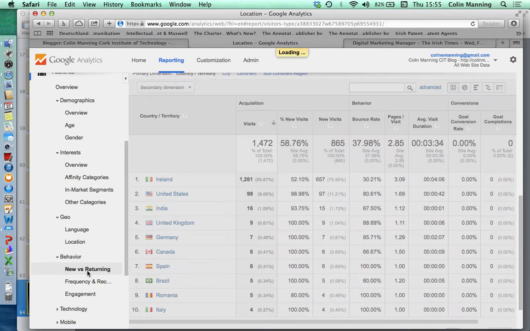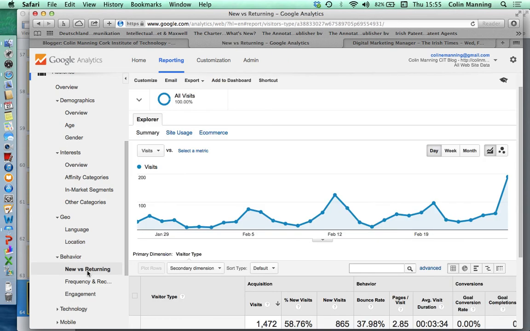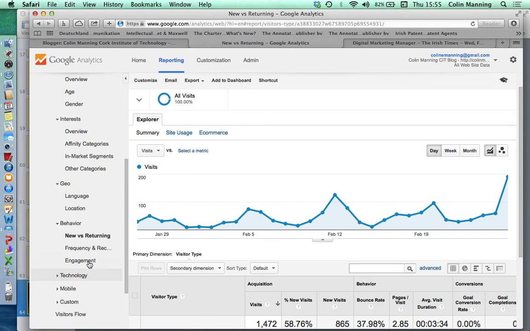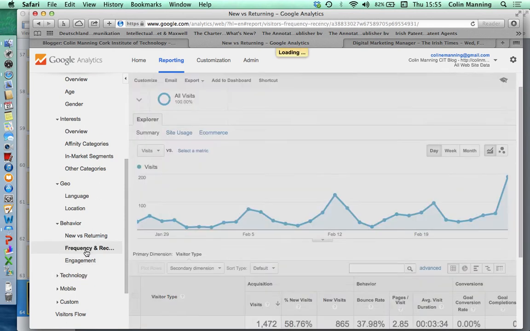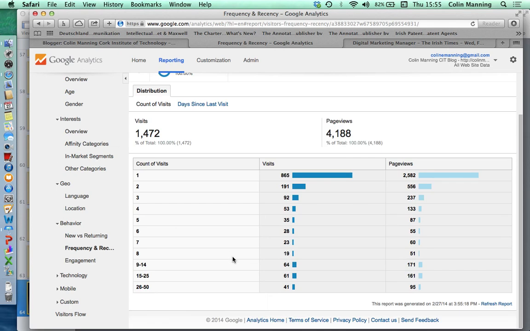New versus returning. So how many people are new visitors? How often they've come back. I believe this is distorted because on these machines in CIT, when you log out, everything associated with you is wiped. And I suspect that if you were to come back to my blog the next day, Google would see you as a whole new person.